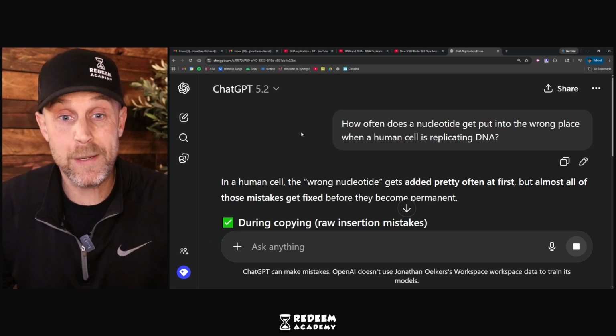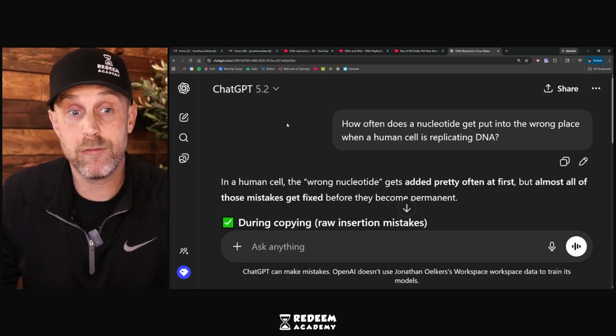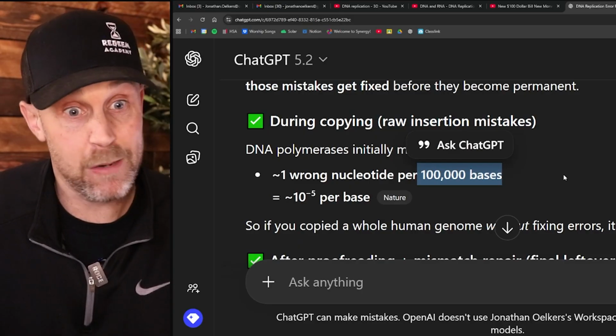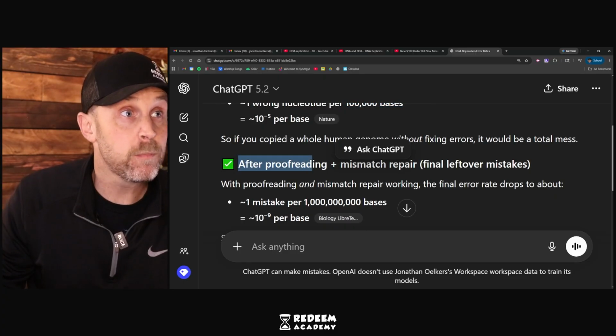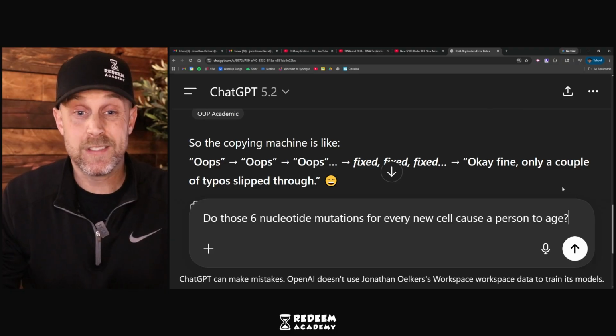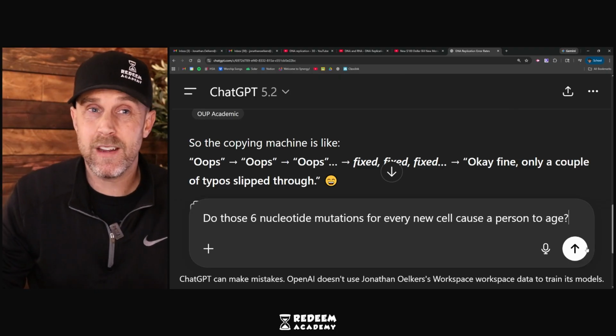And this is cool. I mean, he says, wrong nucleotide gets added sometimes, but those mistakes get fixed. So God not only built molecules that do this, but then he built molecules that come behind it and proofread it. That's incredible. So raw insertion mistakes, 1 out of 100,000. That's a lot when you're doing 1 billion letters. After proofreading, 1 out of 1 billion. I'm going to say, do those 6 nucleotide mutations for every new cell cause a person to age? I think maybe part of that is aging.